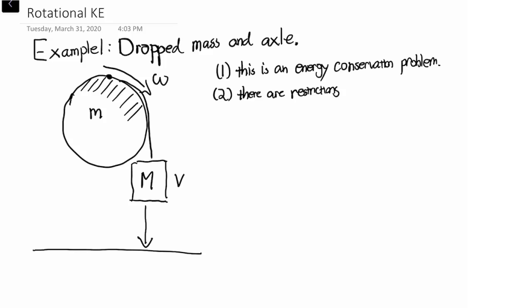Right? Because this mass is tied to this wheel, when it drops, the wheel rotates. And this connects the rotational kinetic energy of the wheel and the mass of the falling weight. So what I want you to do with these problems is first write down the conservation of energy law, and then second, apply the restrictions. And when you apply the restrictions, what you're going to see is that you can plug in various parts of the problem into each other.